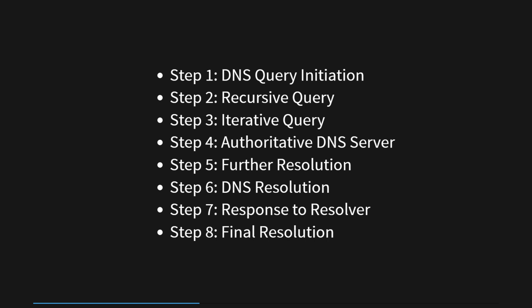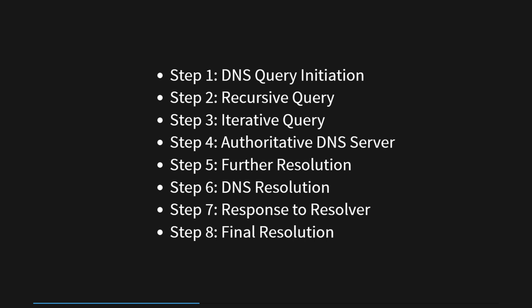Step 5. Further resolution. The recursive DNS server then sends an iterative query to the authoritative DNS server specified by the root server, asking for the IP address of the requested domain, for example, www.example.com. Step 6. DNS resolution. The authoritative DNS server responds to the recursive server with the IP address of the requested domain, for example, 192.0.2.1.